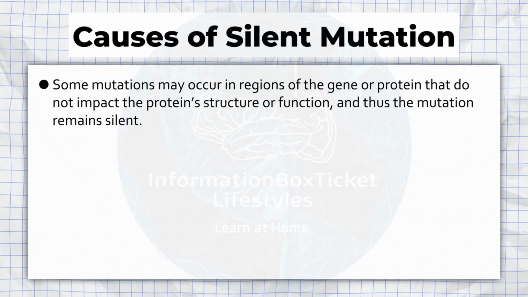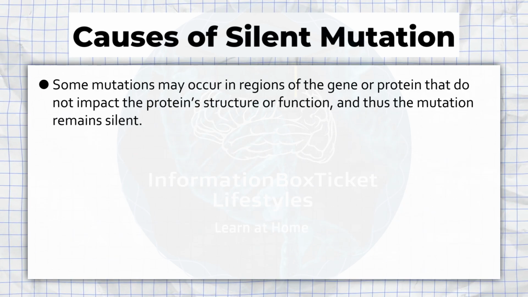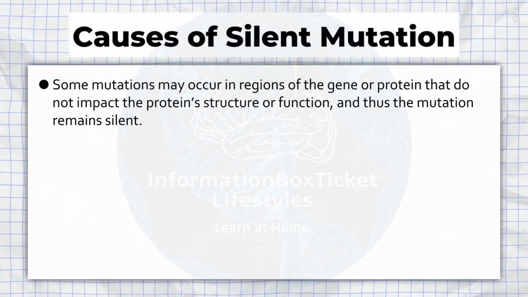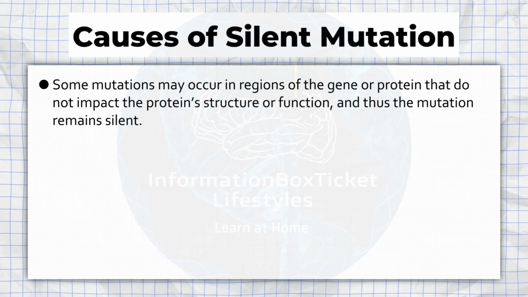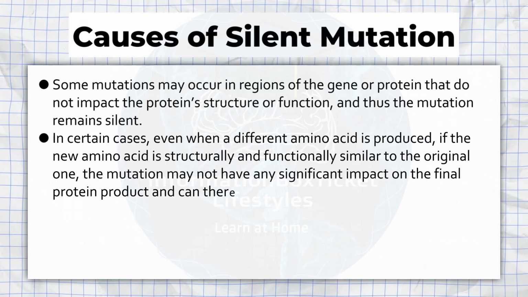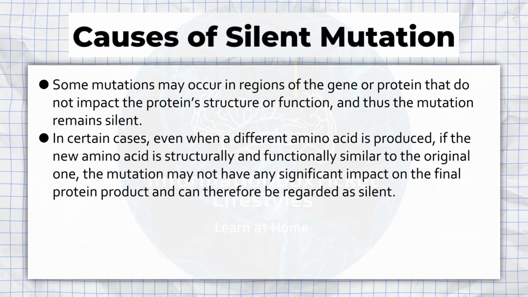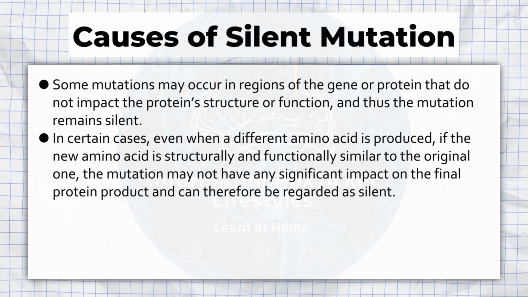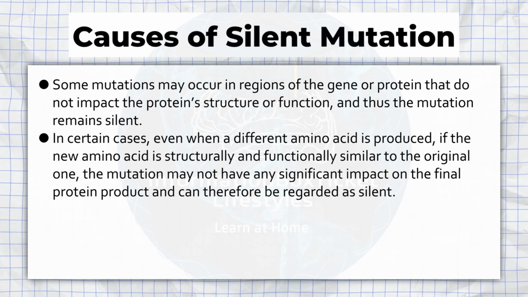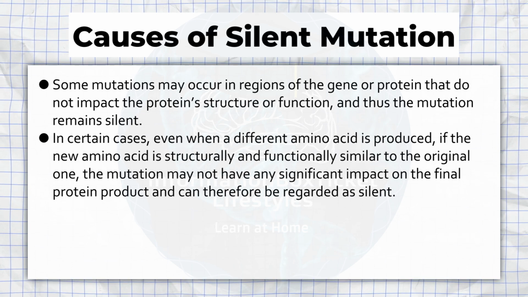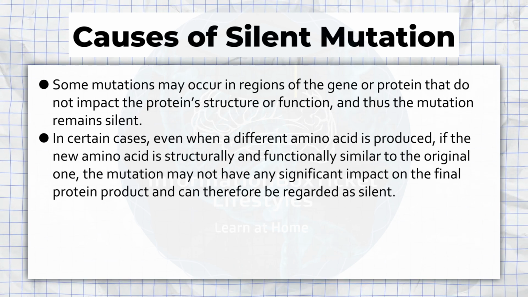Some mutations may occur in regions of the gene or protein that do not impact the protein's structure or function, and thus the mutation remains silent. In certain cases, even when a different amino acid is produced, if the new amino acid is structurally and functionally similar to the original one, the mutation may not have any significant impact on the final protein product and can therefore be regarded as silent.